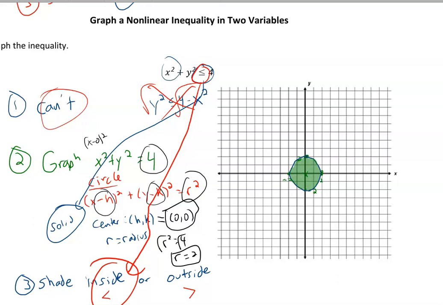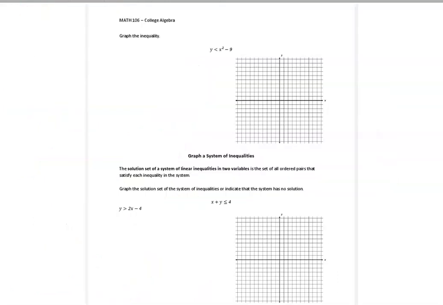And usually the only 3 I can think of is if you could solve it for y, it's above or below. If you solve it for x, if that's an option, then it's left or right. Left is less than, right is greater than. And if it's a circle, it's inside or outside. And I really feel like that's the only 3 situations you'll encounter. So, all right, let's see what's on the next page here.